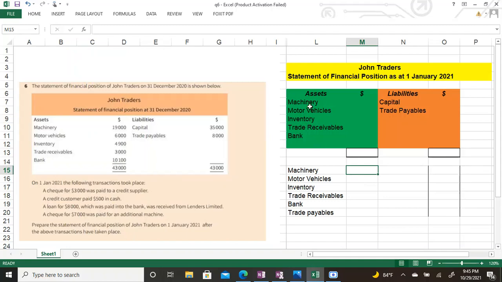So now you write all the assets, as you can see from the question, just like we have machinery, motor vehicles, so all of them I have written here. And similarly, on the other hand, the liabilities. And down below you can see that I have written all the assets and liabilities again, so that whatever working is required, I can easily show my working. And then the final answer I will place here in the financial position.